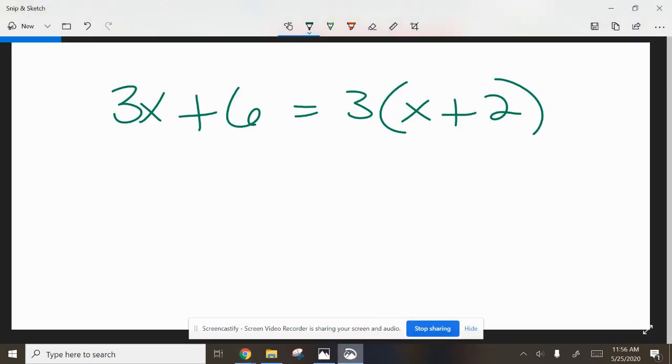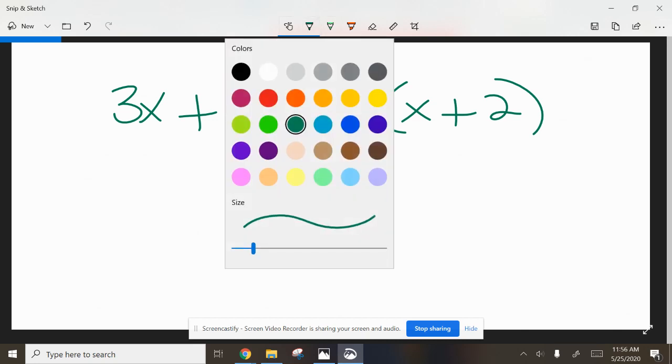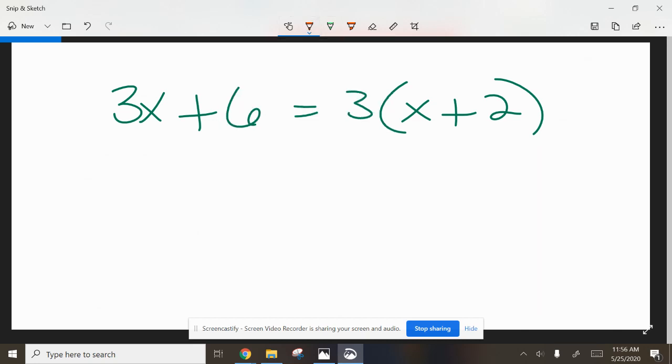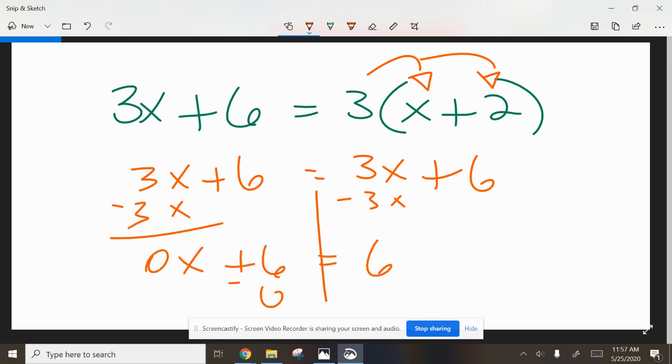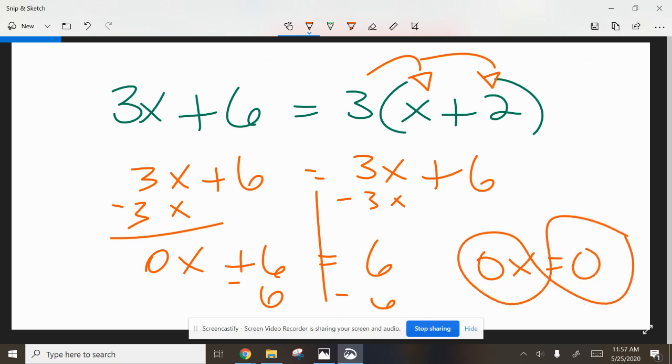All right, I'm going to ask you right now, go ahead and solve this problem. Now, if you solved it properly, you distribute, and then you realize real quick, oh, wait a minute, both sides are the same. You can already be done by that point. Or you can go ahead and say, all right, I'm going to do this. 0x plus 6 equals 6. I'm going to subtract 6. 0x equals 0. Infinite. All right. Infinite solutions.